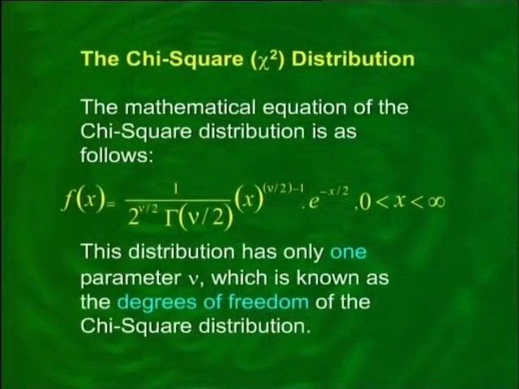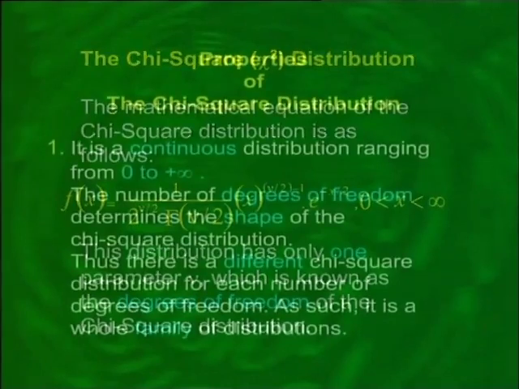F of x is equal to 1 over 2 raised to nu by 2 gamma of nu by 2 x raised to nu by 2 minus 1 e raised to minus x by 2. You can see that only nu is the unknown quantity and the one lone parameter of the chi-square distribution.